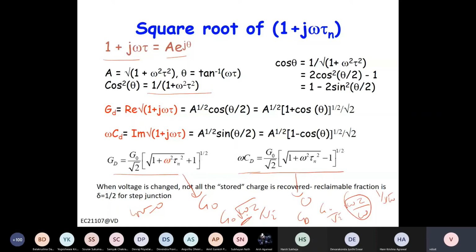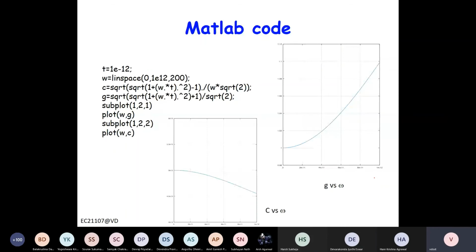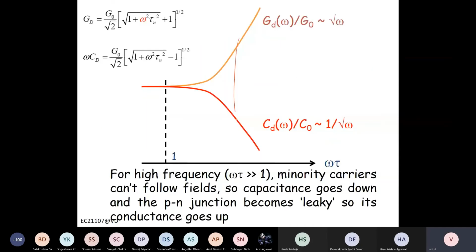So you can write a simple code here to plot the two curves. So your G is basically increasing with frequency and C is decreasing as a square root, right? And that gives basically your parameter dependence on the frequency. So this is a plot basically, and at high frequency we call this p-n junction as leaky because its conductance goes up.